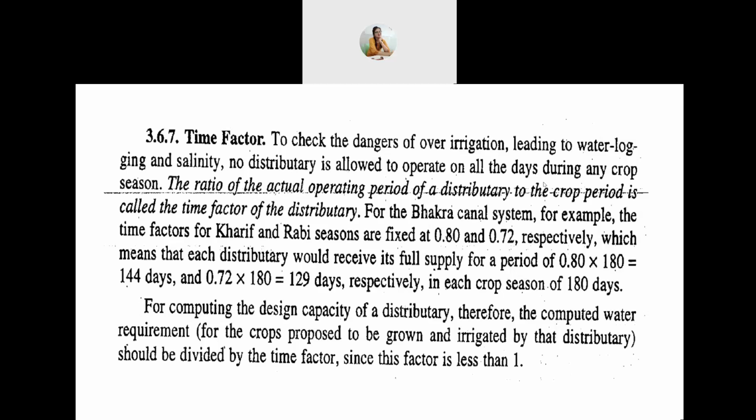For the Bhakra Canal system, for example, the time factors for Kharif and Rabi seasons are fixed at 0.80 and 0.72 respectively, which means that each distributory would receive its full supply for a period of 0.80 into 180, which is equal to 144 days, and 0.72 into 180, which is equal to 129 days, respectively, in each crop season of 180 days. So for computing the design capacity of a distributory, the computed water requirement for the crops proposed to be grown and irrigated by that distributory should be divided by the time factor, since this factor is less than 1.